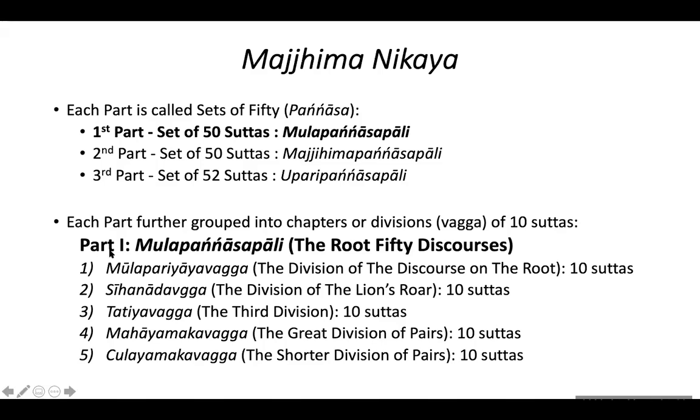The first part, Mula Pannasa Pali, contains 50 suttas, and these 50 suttas are divided into 5 bhagas, 5 divisions. The first division, Mula Pariyaya Bhaga, the division of the discourse of the root. Second, Sihanada Bhaga, the division of the lion's roar. Third, Tatiya Bhaga, the third division. The Mahayamaka Bhaga, the great division of pairs. And then Kulayamaka Bhaga, the shorter division of pairs.